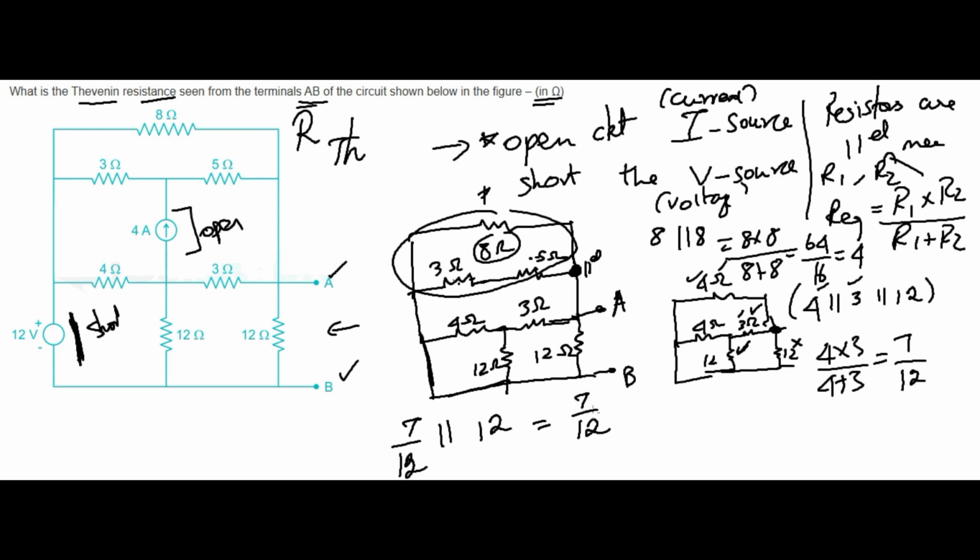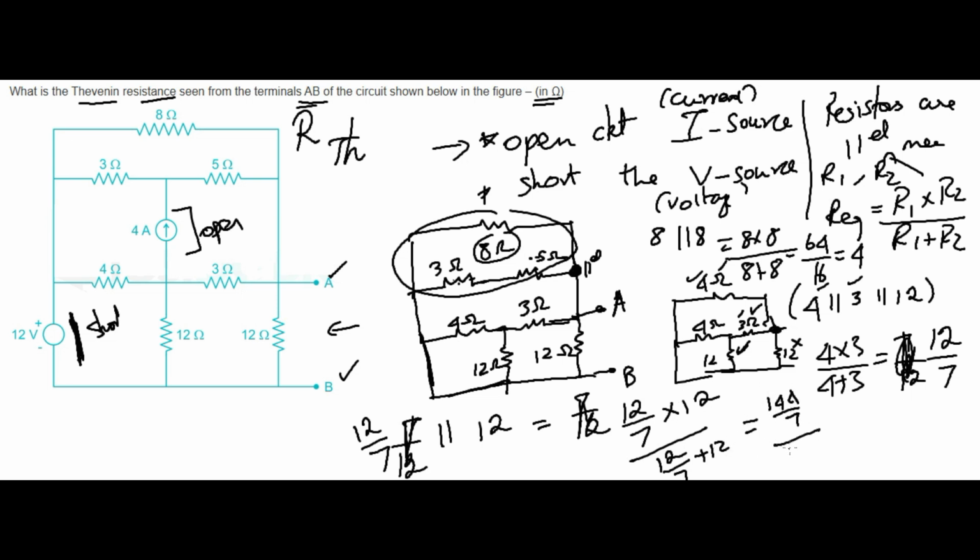I'm sorry, I made a small mistake here. 4 parallel 3 is 12 by 7. So here it is 12 divided by 7. That means 12 by 7 into 12 divided by 12 by 7 plus 12. This is equal to 144 by 7 divided by 96 by 7, and you can cancel out the 7, so automatically you will get 6. Is that right? Now I can redraw the circuit. What does redraw mean? This one, this one, this one is over.